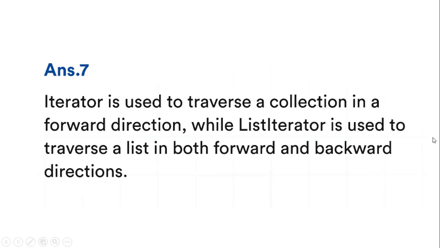While list iterator traverses in the forward direction as well as the backward direction. If you traverse the elements in both manners, then you can prefer list iterator, or else in the traditional manner you can choose iterator or for loop.